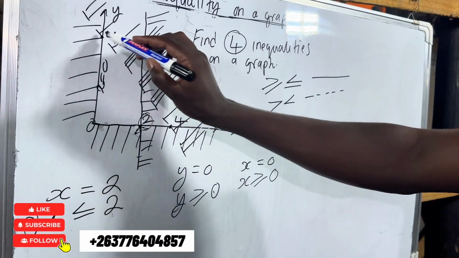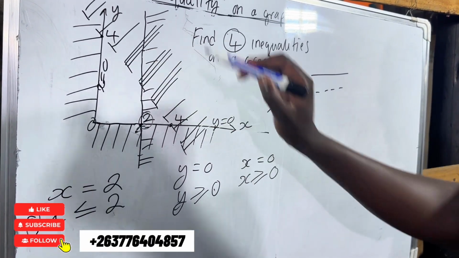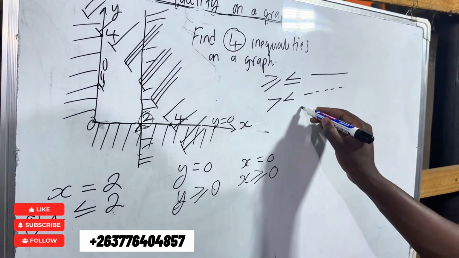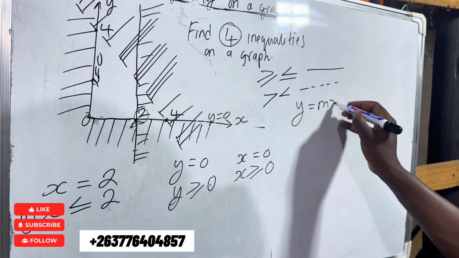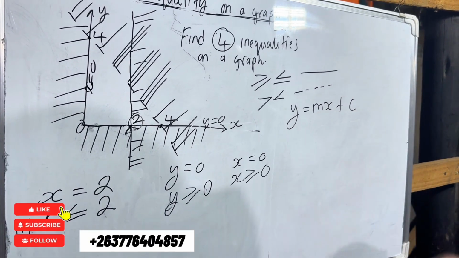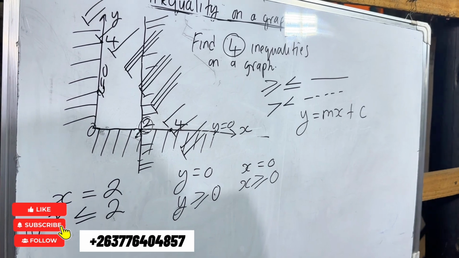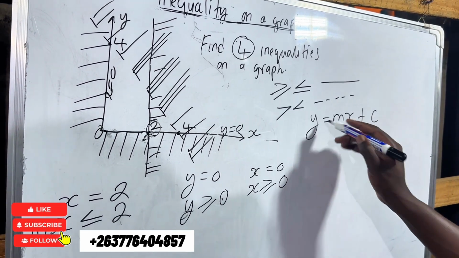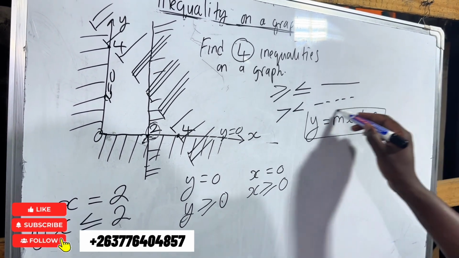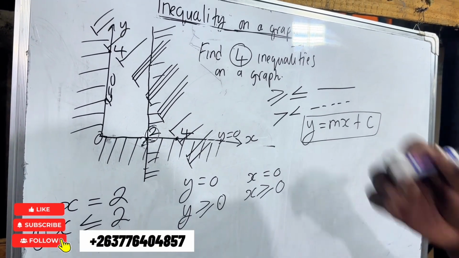Then the fourth one, that's this line. It's cutting through the y and the x-axis. So we're going to use this equation of a straight line: y is equal to mx plus c. m is for gradient and c is where the graph cuts the y-axis. I have discussed it earlier on in this topic, which is coordinate geometry, so you can check it out.